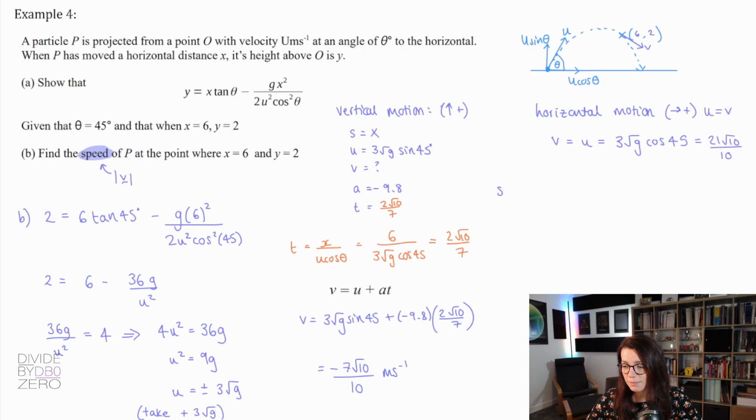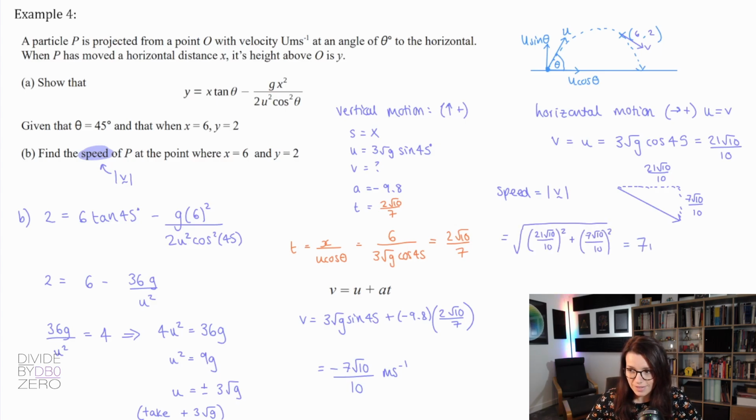Now we know that speed is going to be the magnitude of our final velocity. So I'll just draw a little picture of what that velocity vector is looking like now. We found the horizontal component of it to be 21 root 10 over 10, and the vertical component going down, because it was minus, as 7 root 10 over 10. So all that's left to do is a Pythagoras to get the magnitude. When you do this, you get a surprisingly nice answer of 7 meters per second, and we're finished.